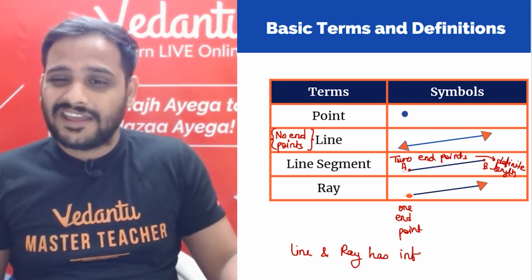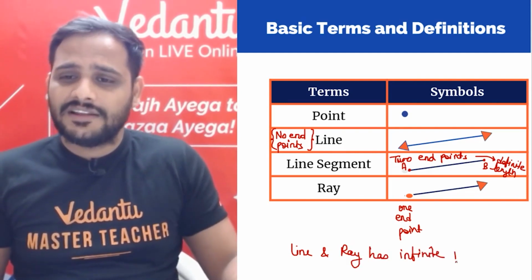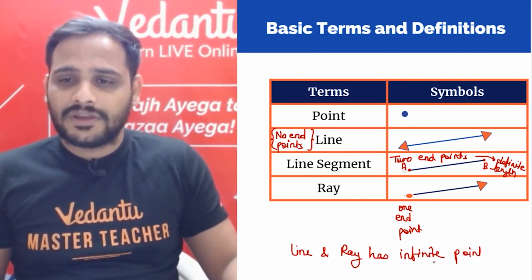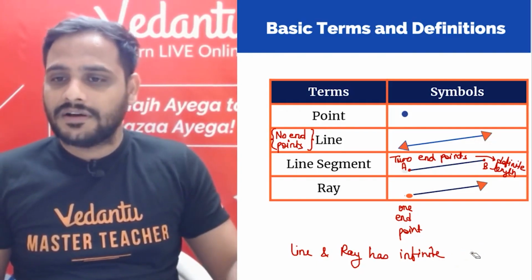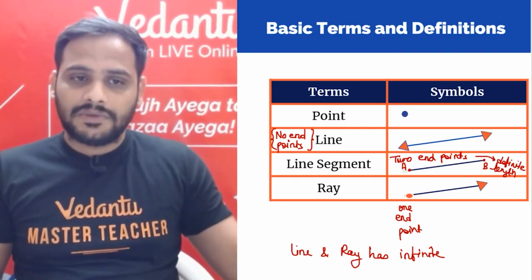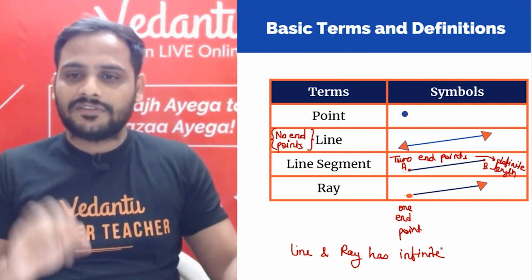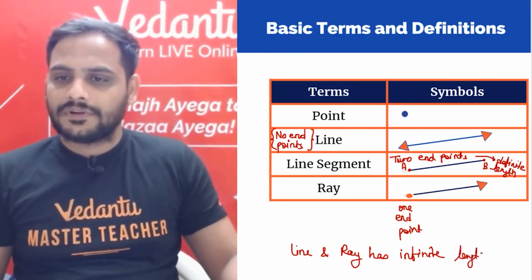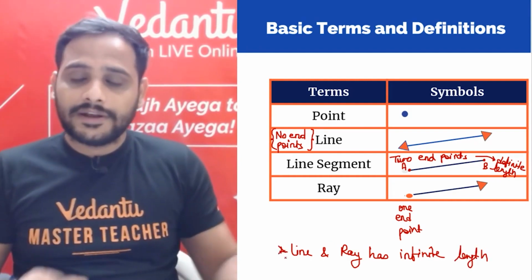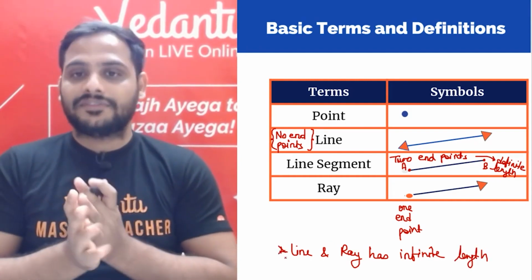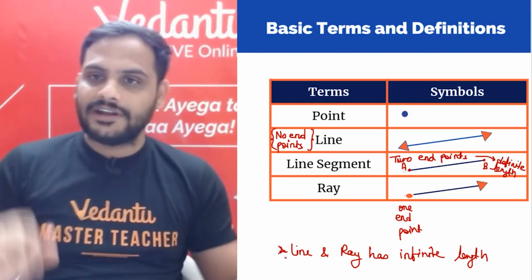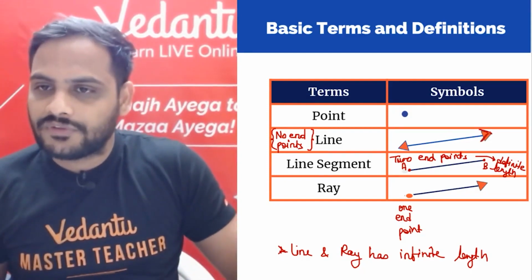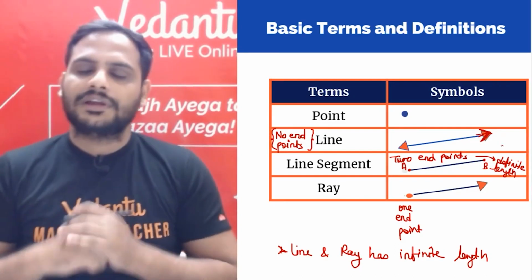Because a line can be extended in both the directions, and a ray can be extended in one direction, but indefinitely, so it has infinite length. So this is the difference between line segment and ray. Whenever we have to show that it can be extended indefinitely, we show it with the arrow sign.